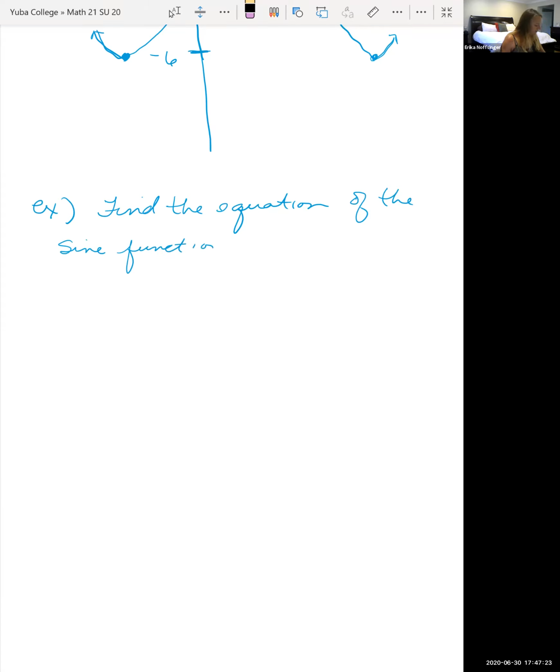Professor? Yeah. Can we also do one where we have to find the equation looking at the graph? Yeah, this one I don't see any of those types of problems in here. Oh, okay. We did have one like that. We did though, from 7-6. Okay.